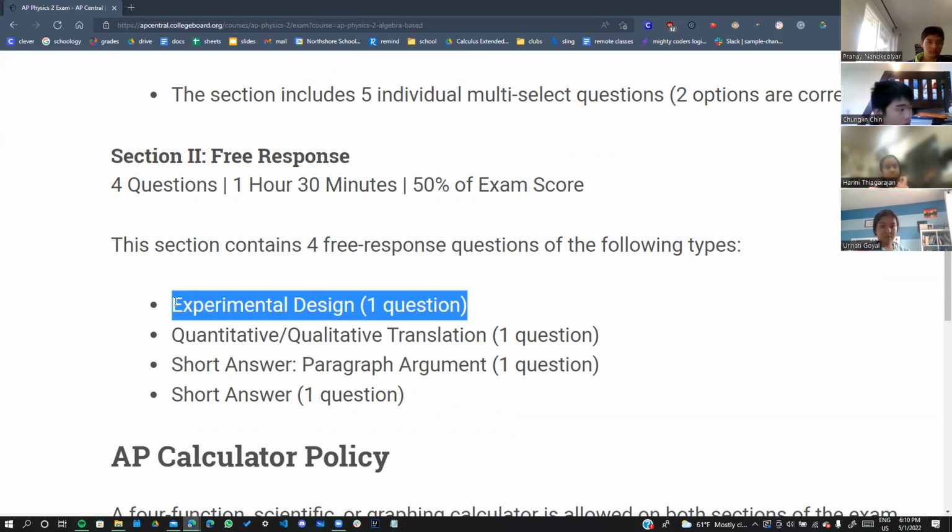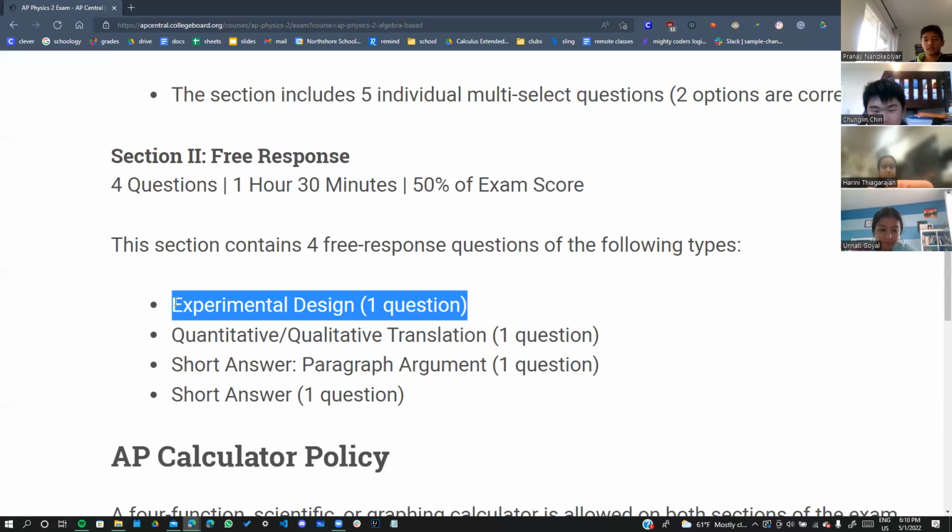So you're always going to have that experimental design question. With the experimental design question, you're going to set up an experiment. They'll tell you to write a procedure. And then you have to figure out what equipment you are going to use, and how you are going to measure the quantities that you're going to measure.